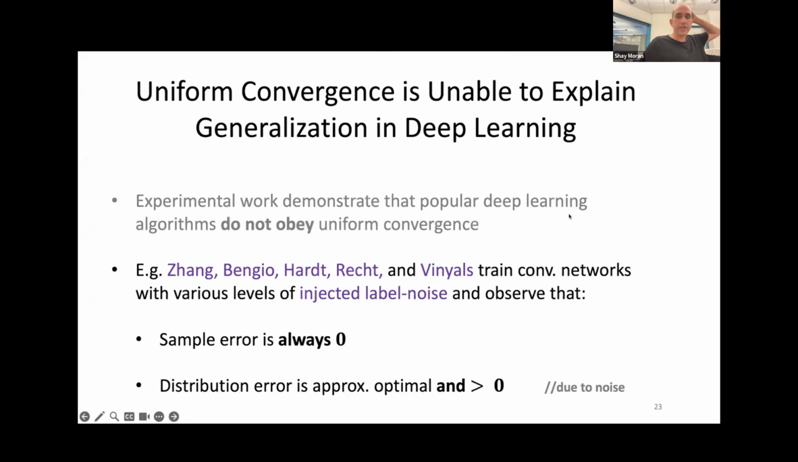So what they did is that they trained these algorithms, but they injected various levels of noise. What does this mean? Fix some parameter p between 0 and 1. And what they did in the training is that when you get an example, then with probability p, you flip the label to a uniformly chosen label between 0 and 9.